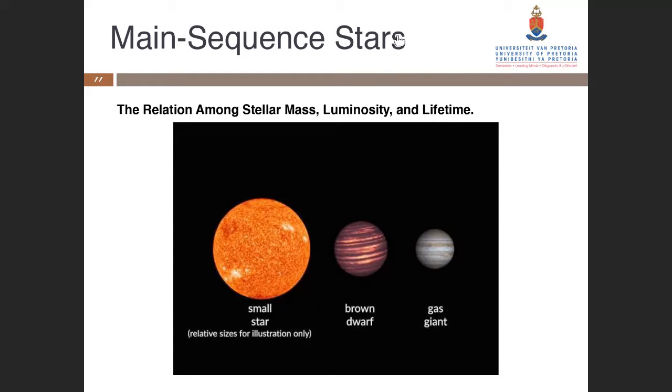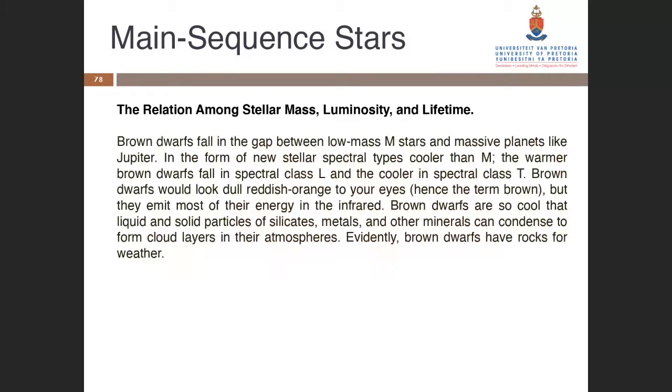So the relation among stellar objects, so here we have a small star, a brown dwarf, and a gas giant. Brown dwarfs fall deep in the gap between low-mass M stars and massive planets like Jupiter. If the form of new stellar spectral type is cooler than M, the warmer brown dwarfs fall in spectral class L and the cooler in spectral class T.